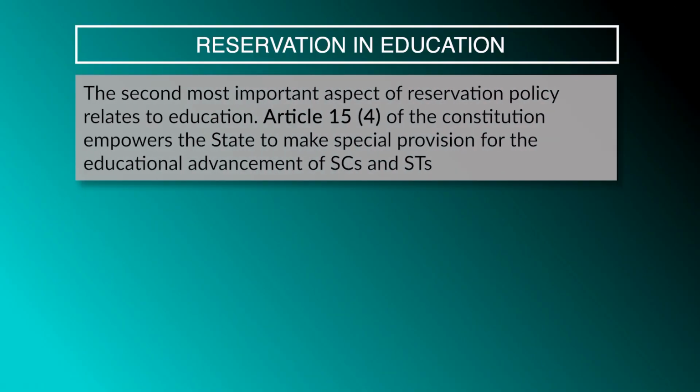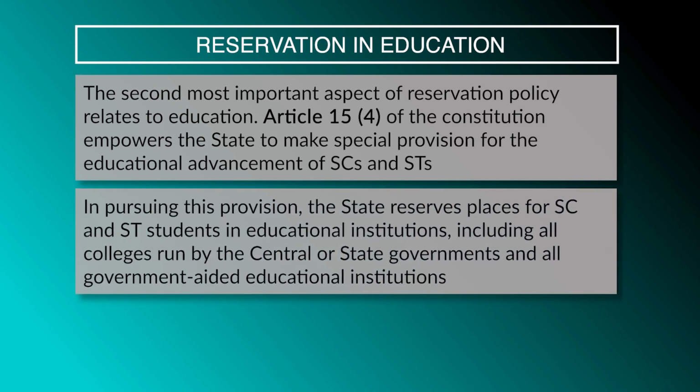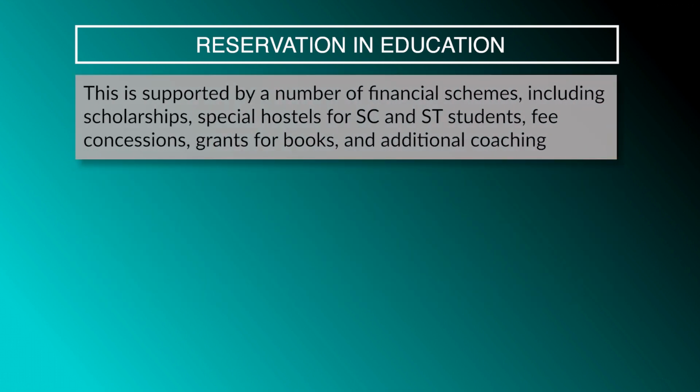Article 15, Clause 4 of the Constitution empowers the state to make special provisions for the educational advancement of scheduled castes and scheduled tribes. In pursuing this provision, the state reserves places for scheduled caste and scheduled tribe students in educational institutions, including all colleges run by the central or the state governments and all government-aided educational institutions. This is supported by a number of financial schemes, including scholarships, special hostels for scheduled caste and scheduled tribe students, concessions in matters of fees, grants for books, and educational coaching.